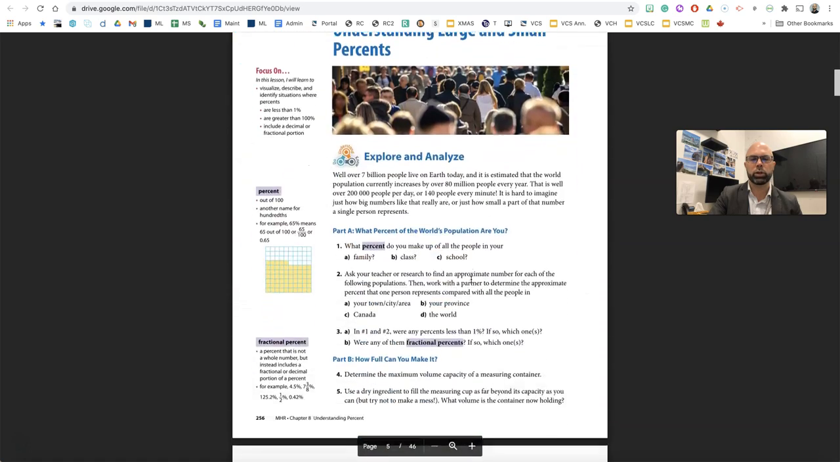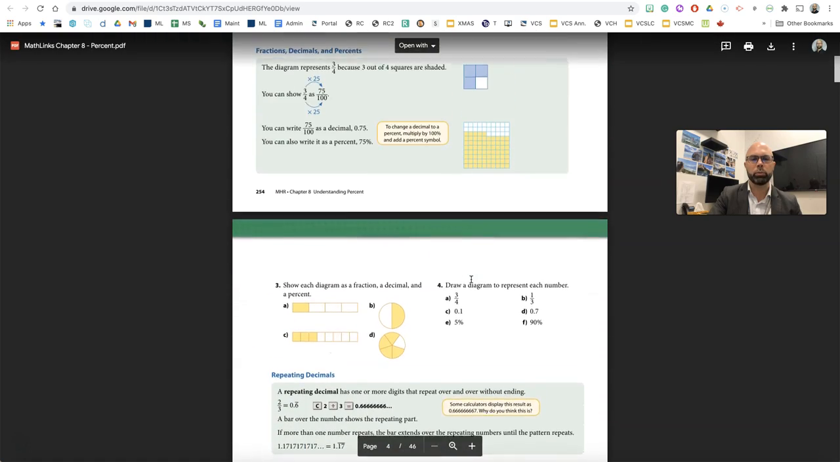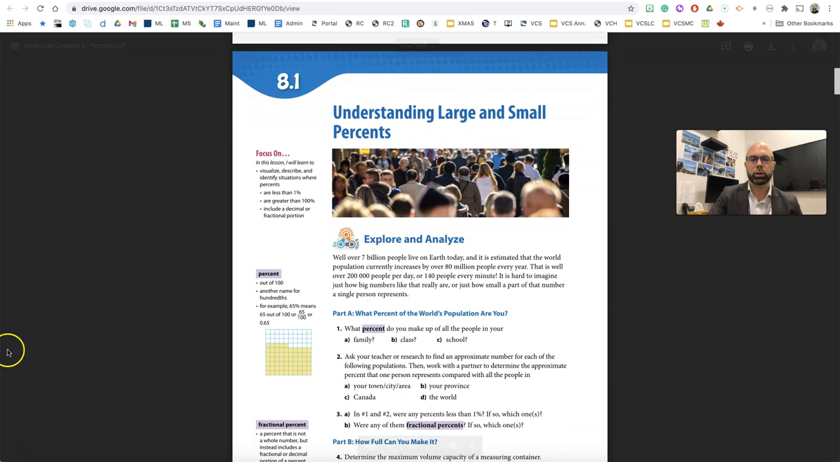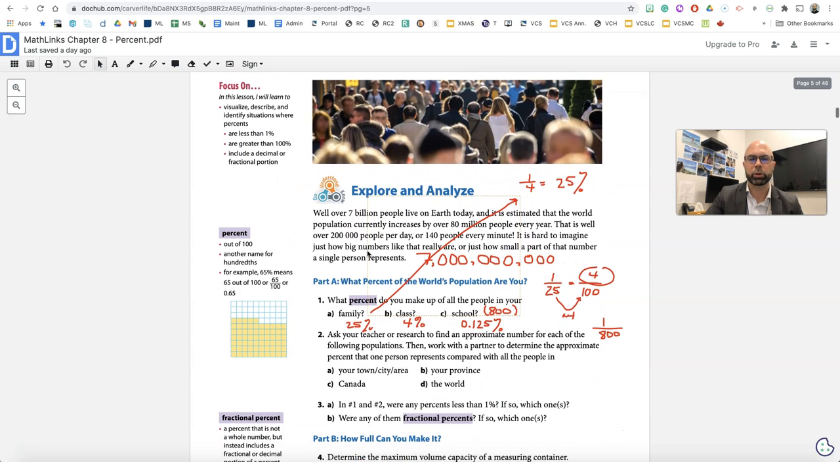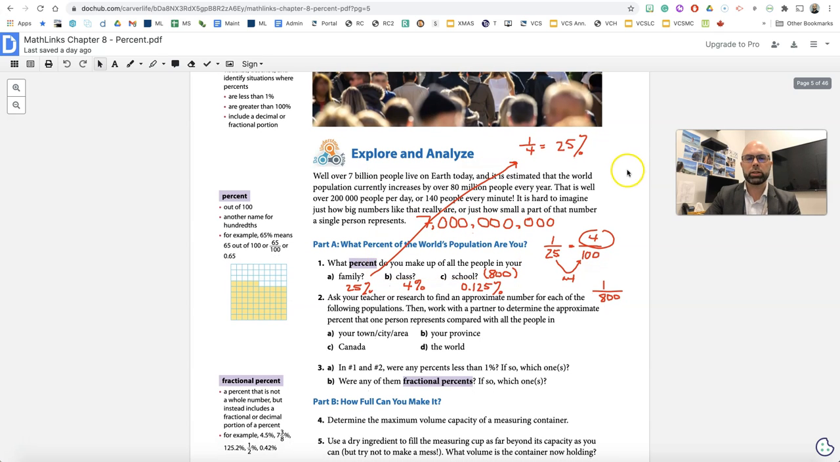I think in order to do that, I'm going to go back to DocHub. All right, so this is where we left off at 8.1, understanding large and small percents. And over here you can see the learning target I am focusing on for this lesson. We talked yesterday about population. I'd like to continue those examples and then get into the questions that I assigned to my 8th graders for this assignment.